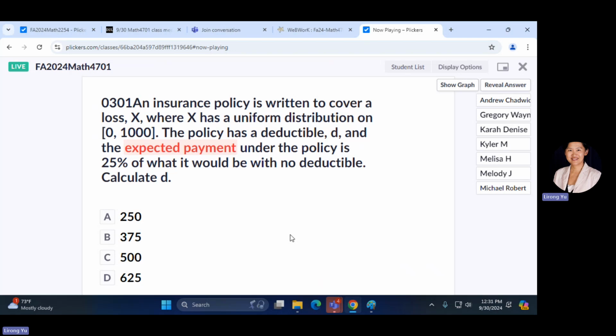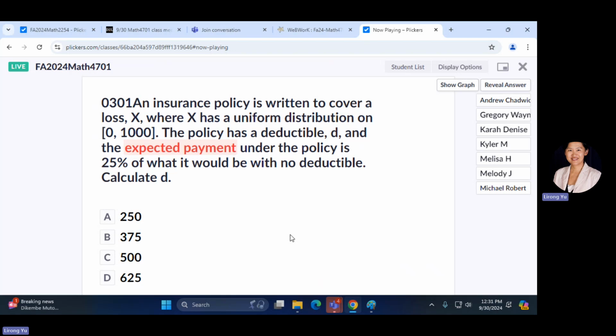Most actuarial science questions have variables that have a certain relation. Rarely do we have a question that directly has only one variable. So in this question, we have a variable X. X represents the loss for a policy. So X follows a uniform distribution from 0 to 1,000.